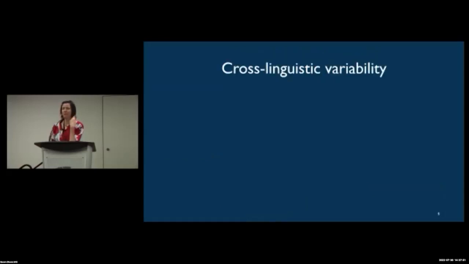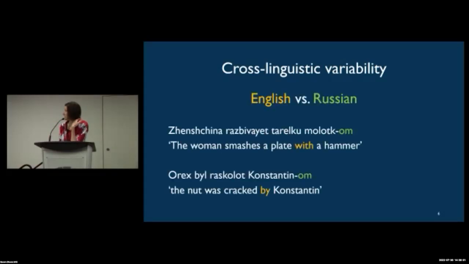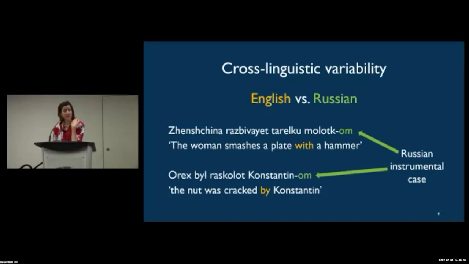Complicating this question about the boundaries of this category, we know there's a lot of cross-linguistic variability in this domain, as with other thematic roles. Here's just one example: a contrast between English and Russian. We have this Russian sentence, which is a translation of "the woman smashes a plate with a hammer." Here the hammer is marked with instrumental case, but that's the same case marker you get in the second sentence, a translation of "the nut was cracked by Constantine." In English, the passive agent is marked with a different morphosyntactic marker. You can't say "the nut was cracked with Constantine" to mean passive agent. But Russian instrumental case does have that correspondence. And this type of cross-linguistic variability is widespread.